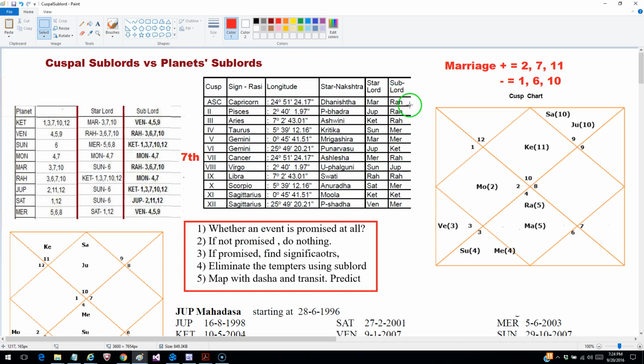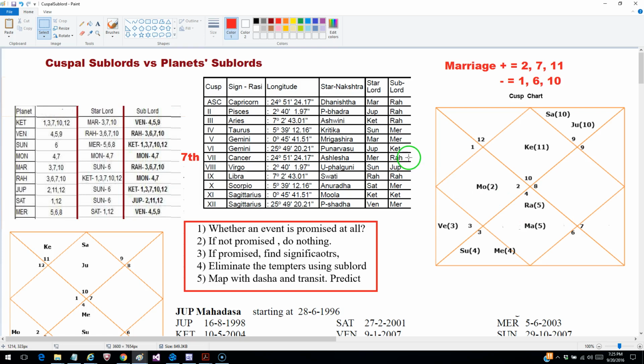So these Cuspal sublords become very important in Krishnamurti Paddhati, and they change very fast. In I guess 5 to 9 minutes, the sublords will change. So you need to have a very exact birth time of a horoscope, and only then can you rely on the sublord. For example, if you look at the seventh house and you have Rahu, and Rahu is in the seventh, so you say, okay, marriage is promised, and then you don't have to proceed further. This alone is sufficient to say yes or no.